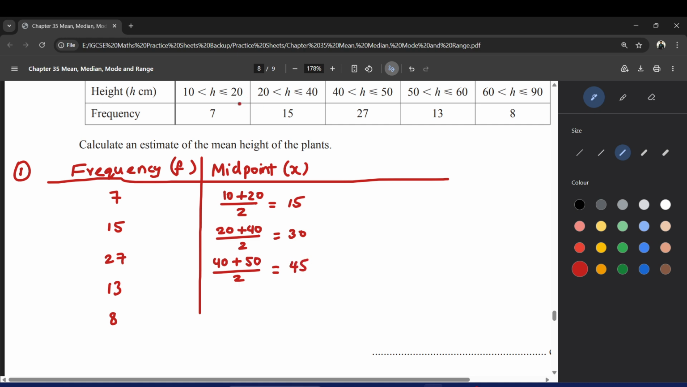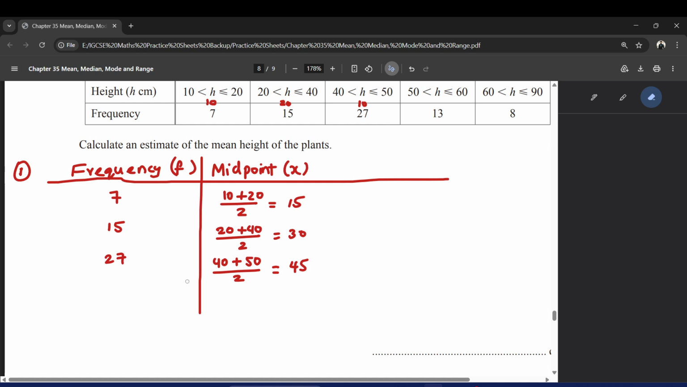Now look over here. There was a difference of 10 in this interval. There was a difference of 20 in this interval. Again, you have a difference of 10. So you see this can change. All right. Then for 13, let me write 13 a little bit down.